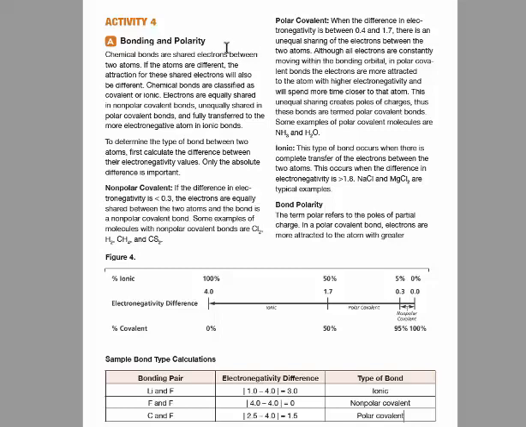In activity 4, we're looking at polarity, both bond polarity and molecular polarity. So let's look at bond polarity first. And remember that bond polarity occurs when bonding electrons are shared unequally in covalent bonds. And the way we determine if a bond is polar or not is we look at the difference in electronegativity between the two atoms in a bond.